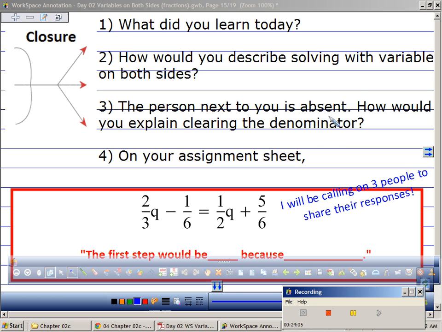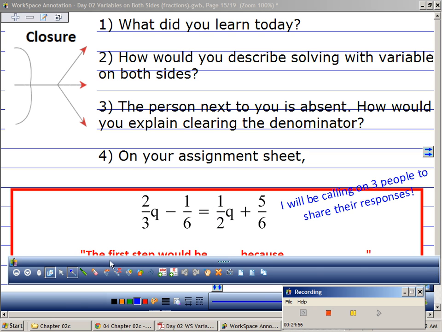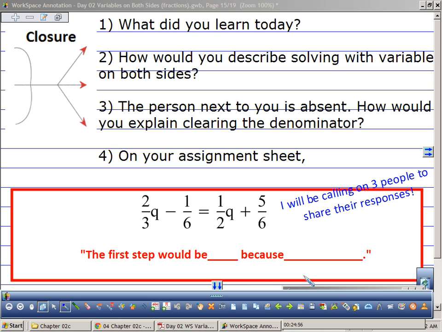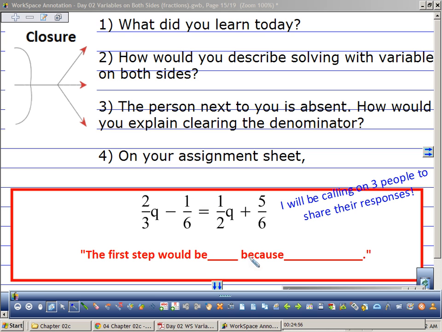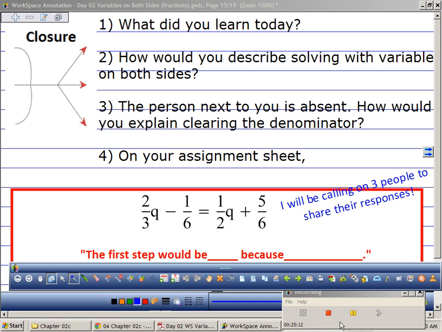How would you explain clearing the denominator, Frankie? Okay. You got to find something that you can multiply by so you can cancel everything out. That's a good way of explaining it. Good. On your assignment sheet, please write this in a complete sentence. The first step would be, blank because blank. All right, good job today, guys.